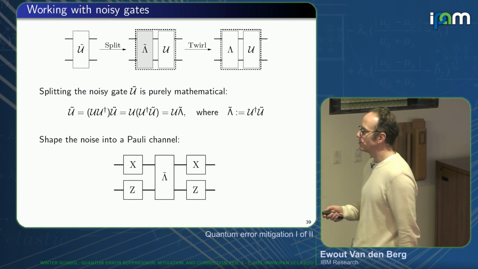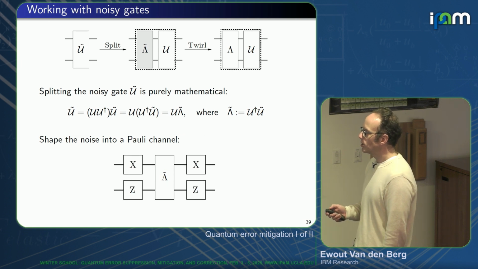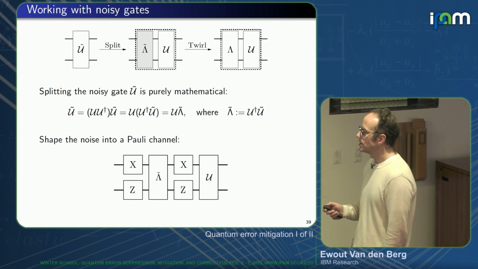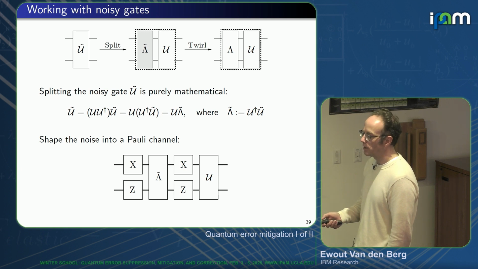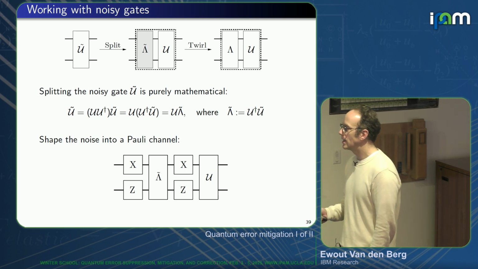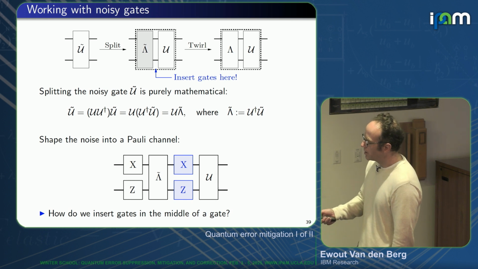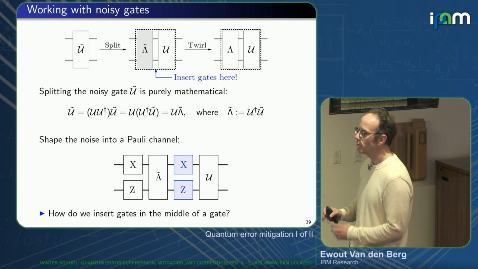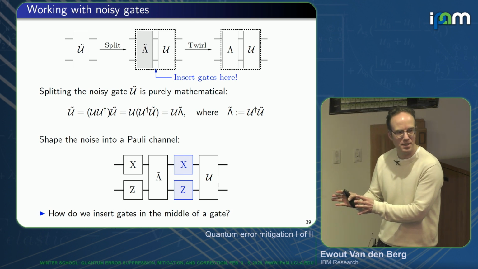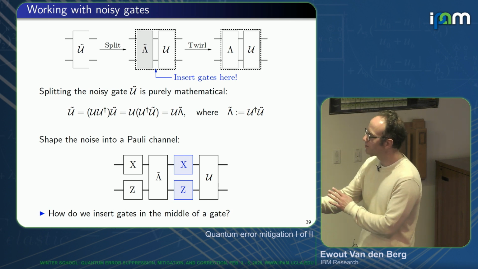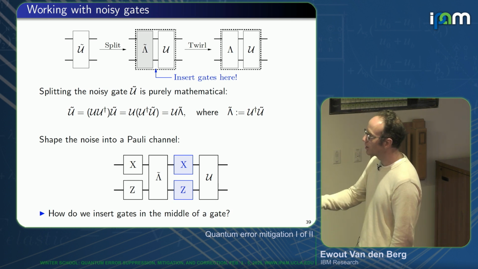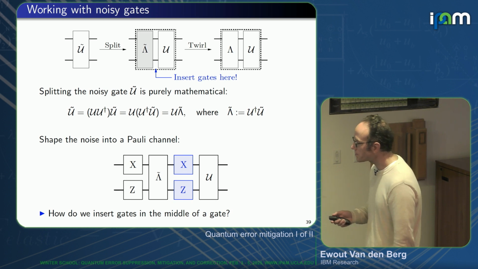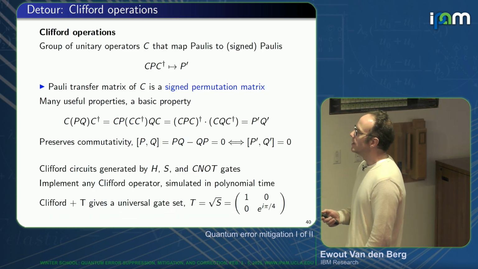So we just have different instances here. But there's one difficulty, and that is that we have our ideal gate here, right? And inserting those gates here is actually done right in the middle of our gate, right? So how do we do this? We just have access to a noisy gate, and we still want to sort of cram in some gates in the middle of this noisy gate. So how do we do that?